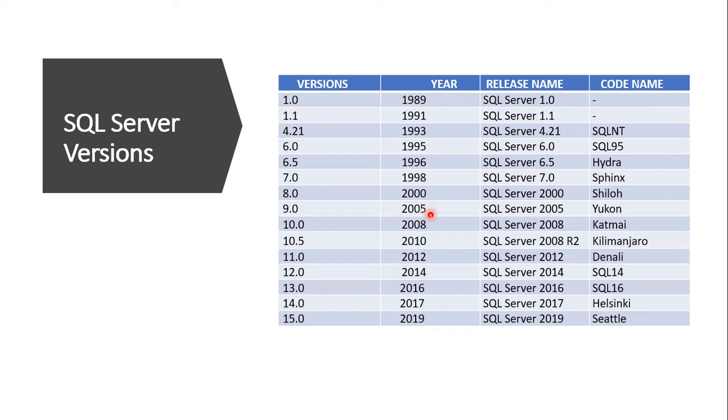So currently the latest version, if we see, is 15.0, and it was released last year, in 2019. And these are the code names with respect to these versions as well. Citl is the code name they provided.